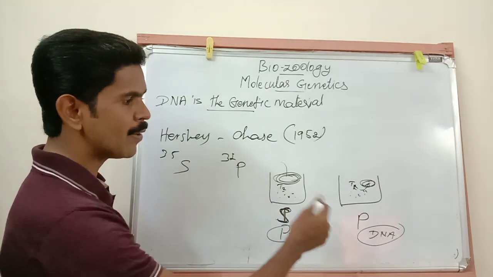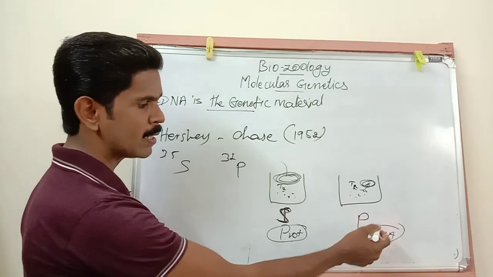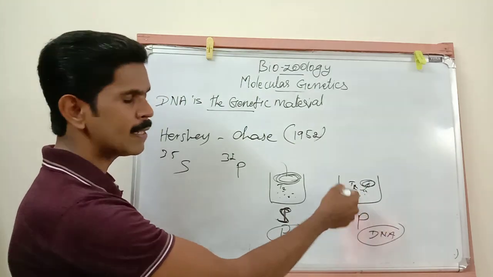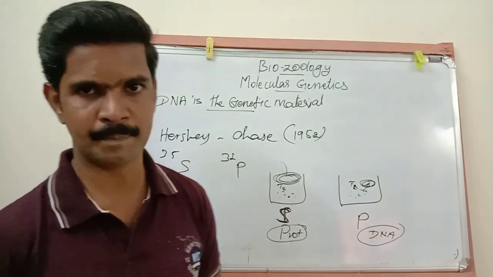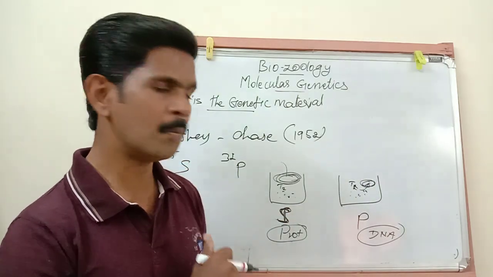Hope you understood. So finally they came to the conclusion that DNA is the genetic material. This genetic material only is inserted inside the bacterial cells. Hope you understood. Then one more point here.